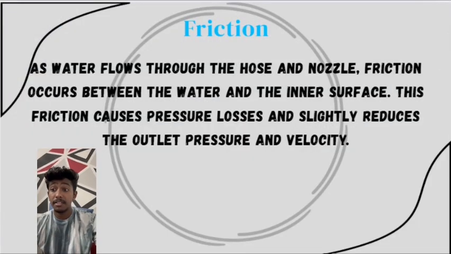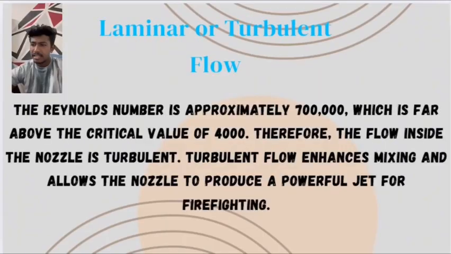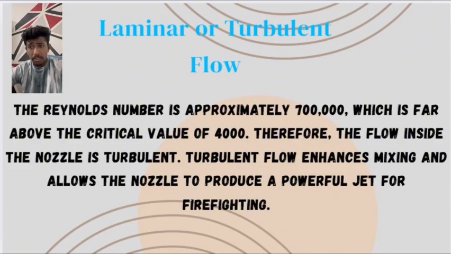My part is number 7, 8 and 9. Number 7 is about friction. As water flows through the hose and nozzle, friction occurs between the water and the inner surface. The friction causes pressure losses and slightly reduces the outlet pressure and the velocity. Next, number 8 is laminar or turbulent flow. The Reynolds number is approximately 700,000, which is far above the critical value of 4,000. Therefore, the flow inside the nozzle is turbulent. Turbulent flow enhances mixing and allows the nozzle to produce a powerful jet for firefighting.